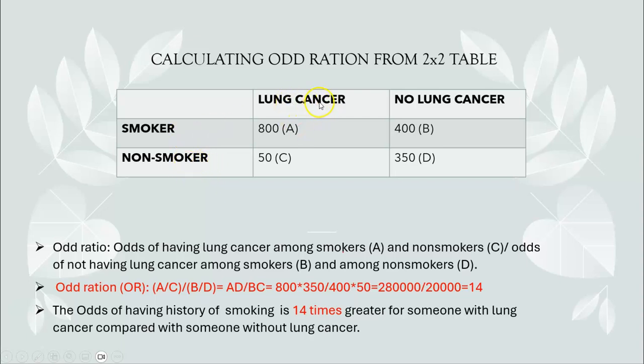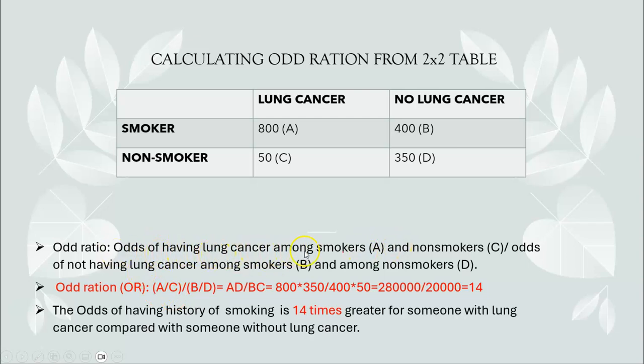Similarly, how many people suffering lung cancer do not have any smoking history, and people who are healthy and do not have a smoking history. From this 2 by 2 chart, we can easily calculate the odds ratio.